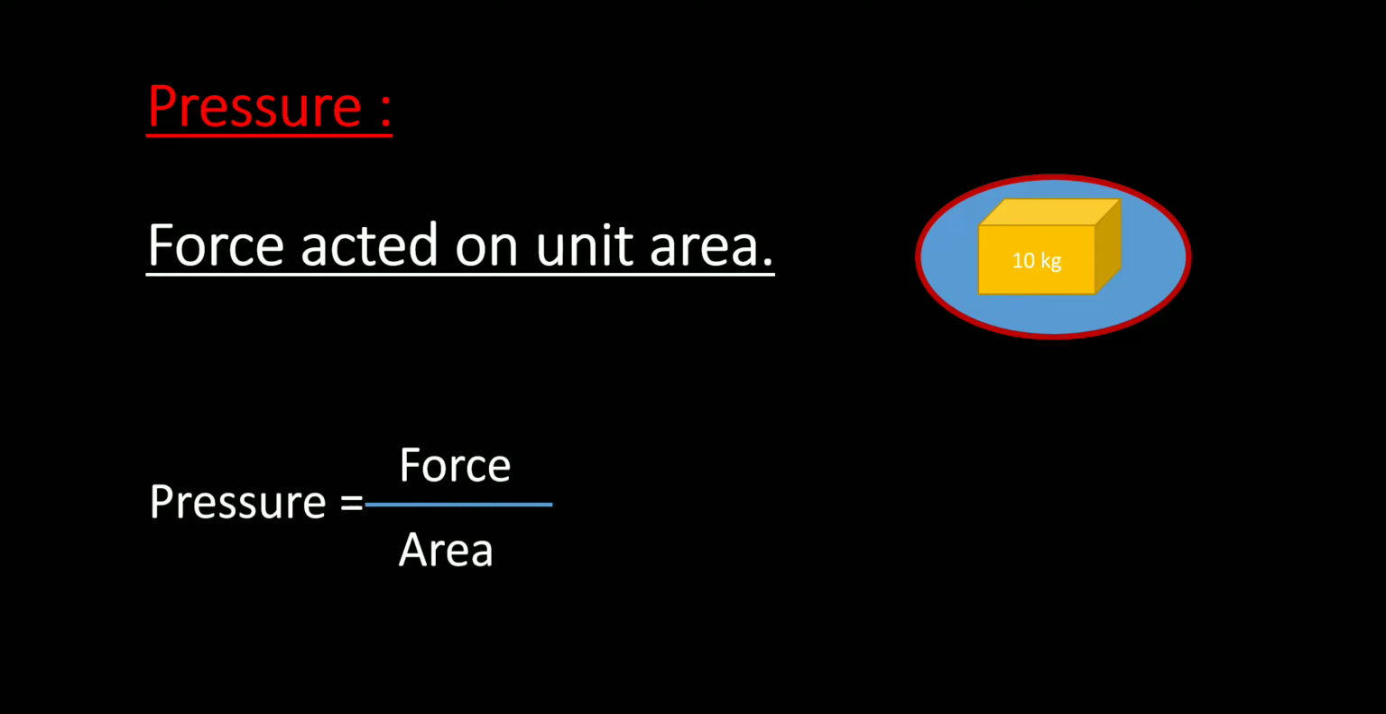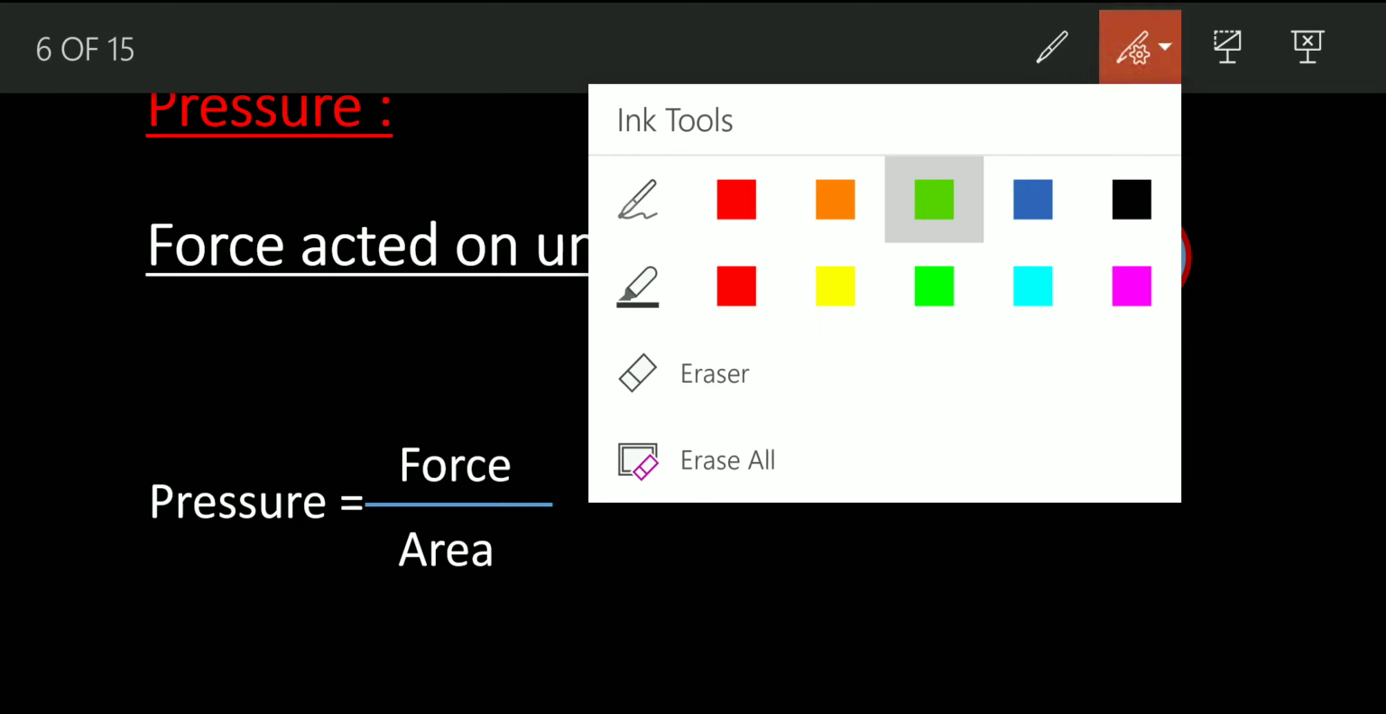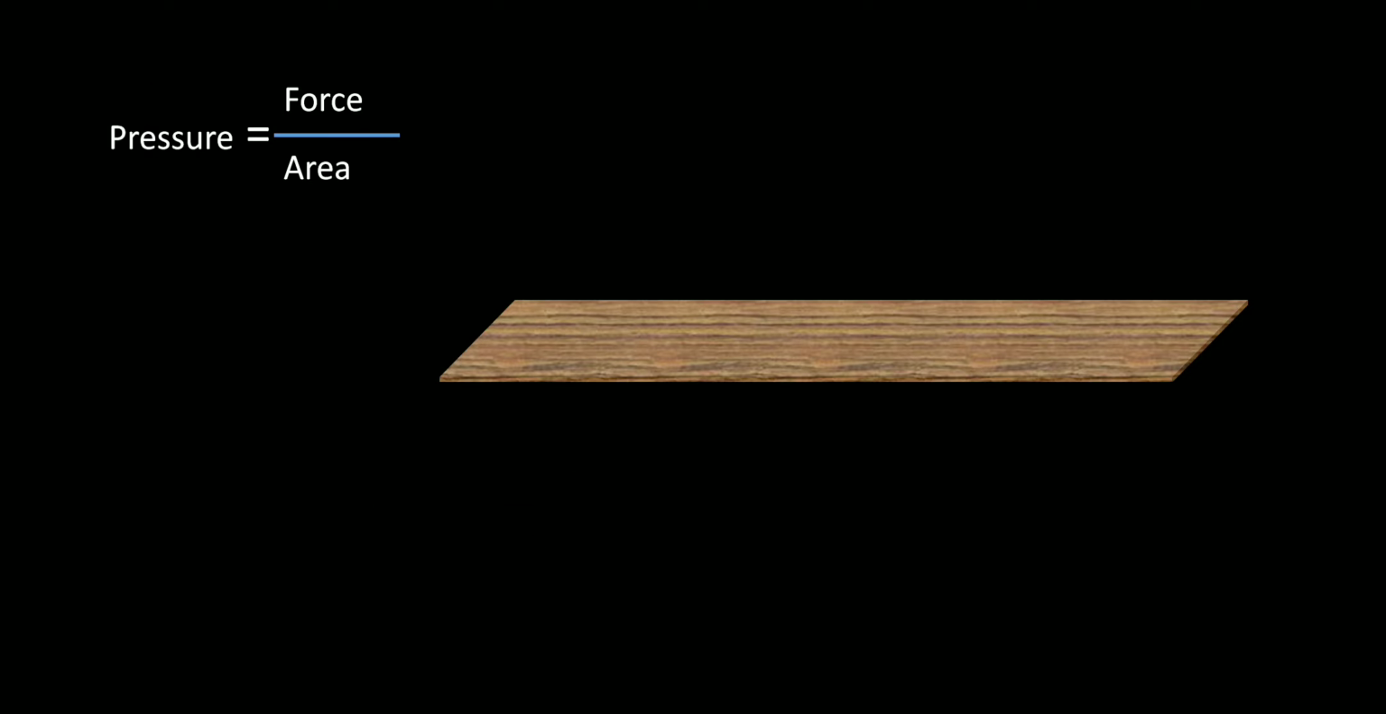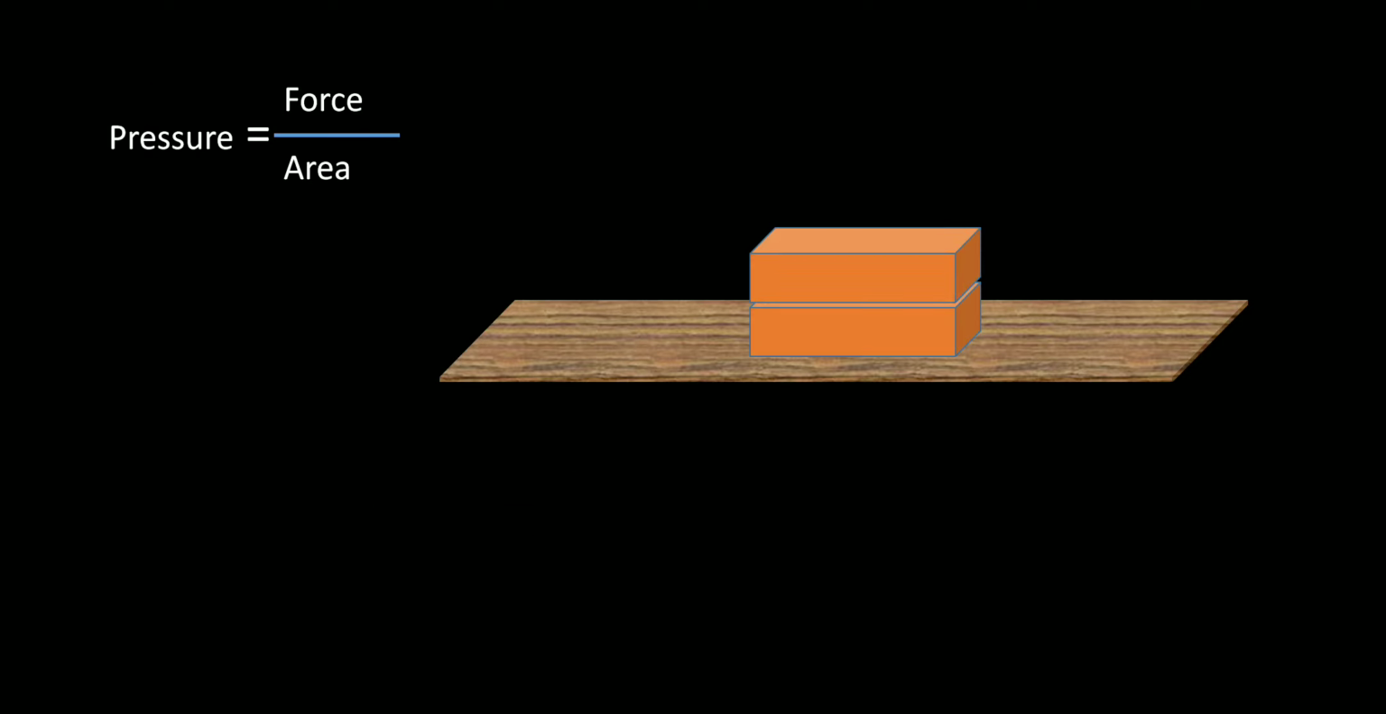It means pressure depends on two things, one force and another area. So let us see it. Say I have one ply, and I have kept two bricks on it. It means I have kept some weight on it. So there is a force acting in the downward direction, acting on this much area. So there is some pressure acting on it.